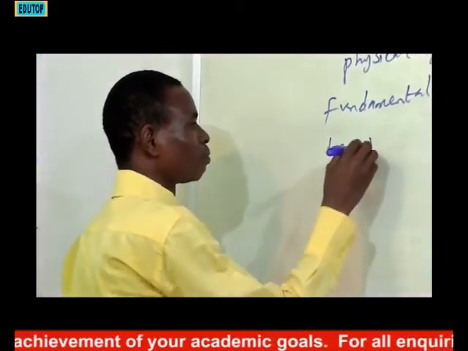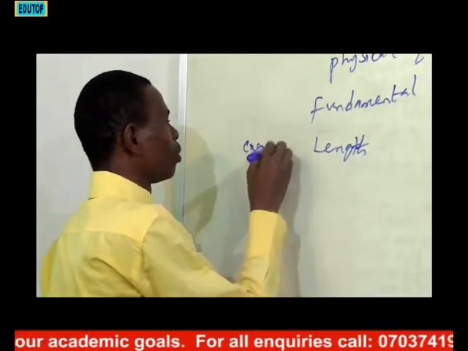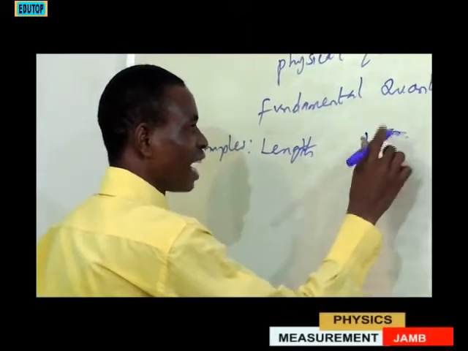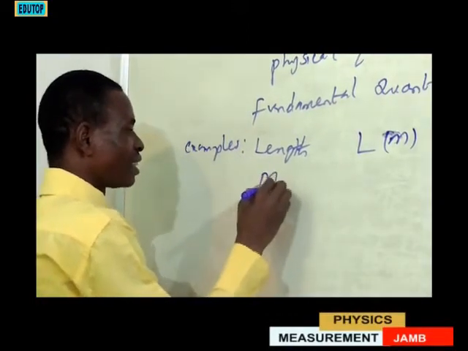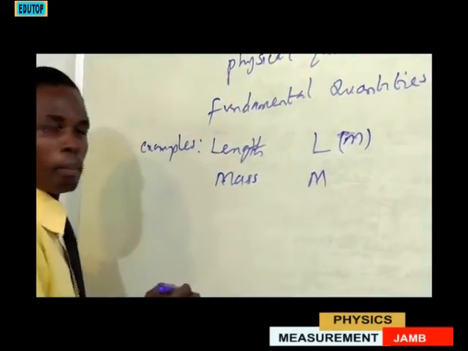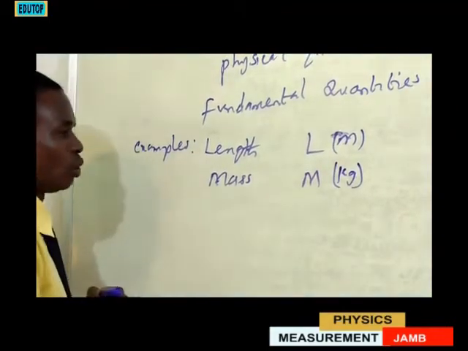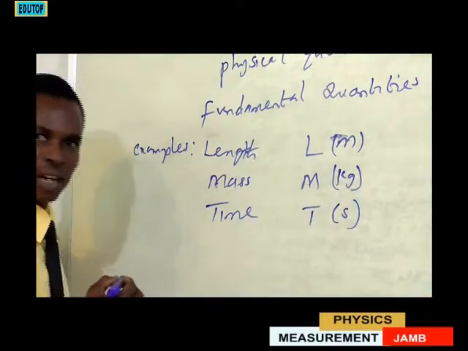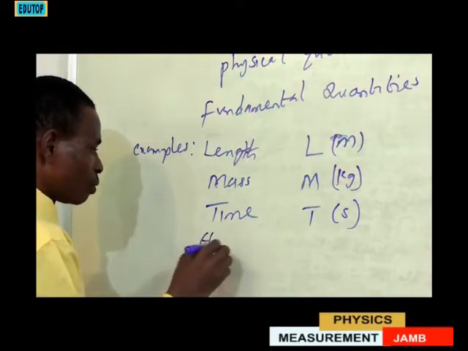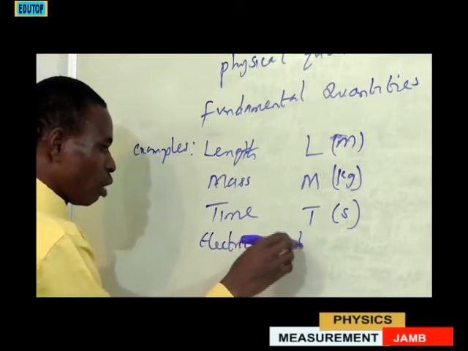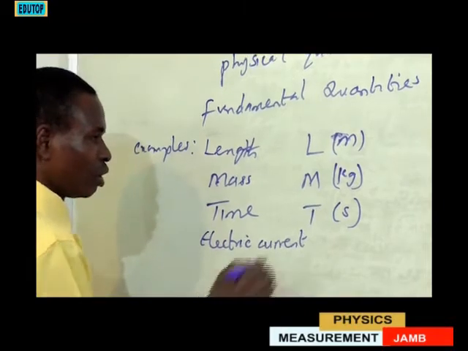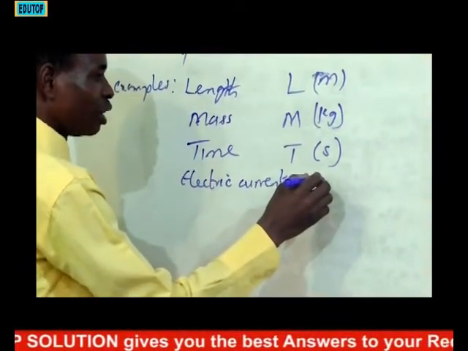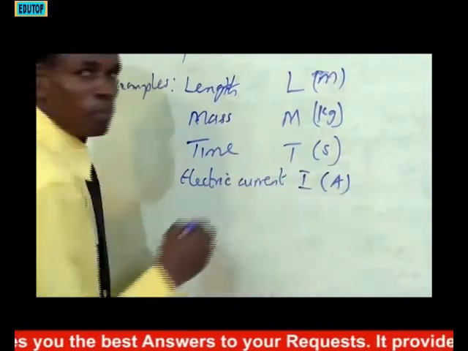We have length, symbol L, and the unit is meter. We have mass, symbol M, and the unit is kilogram. We have time, symbol T, and the unit is seconds. We have electric current, symbol I, and the unit is ampere.